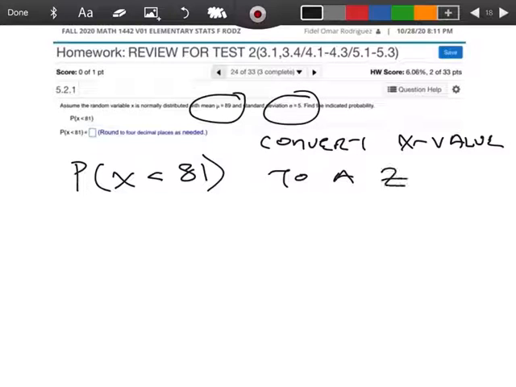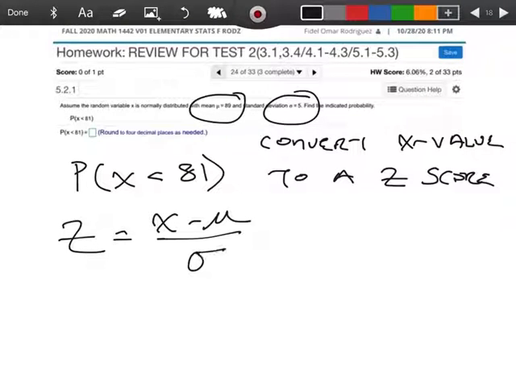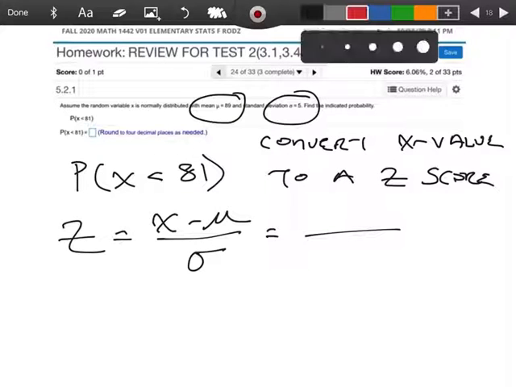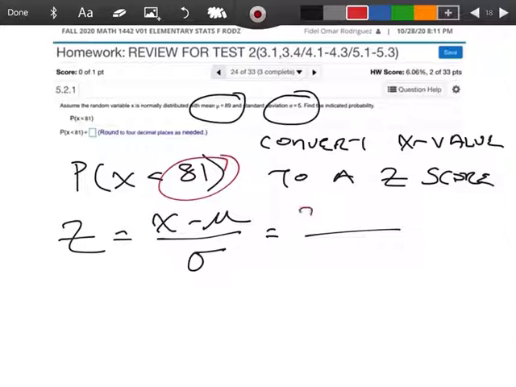to a z-score, okay? So the formula is x minus mu divided by sigma, okay? So x in this case is 81. So we're going to take 81 minus our mu, which was 89. I'm going to put this in parentheses, and we're going to divide it by 5.